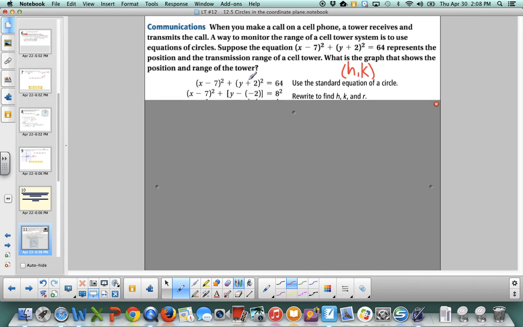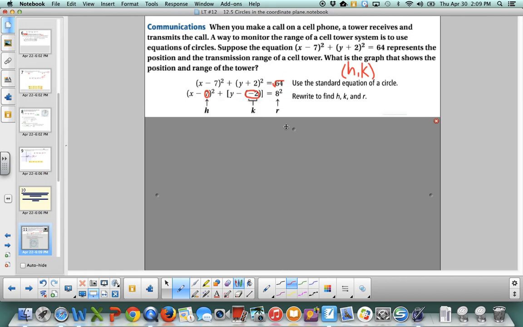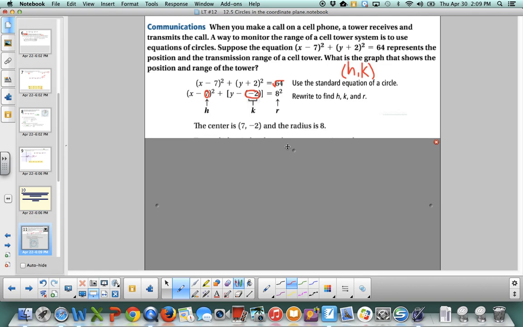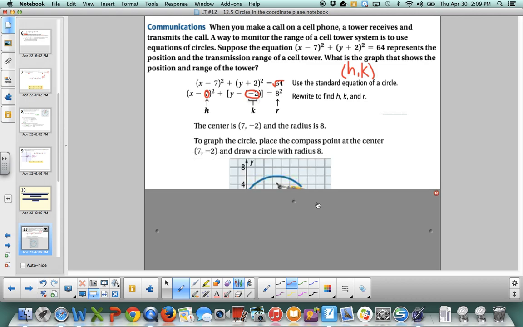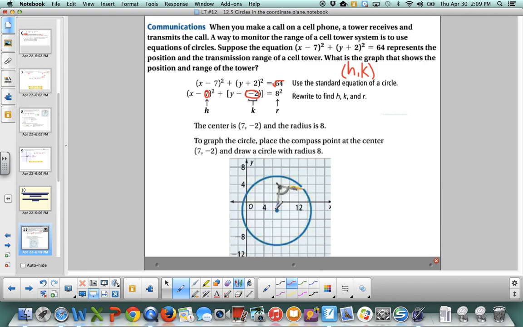So here, I know in my equation I need y minus 2, but I have y plus 2, so it must be y minus a negative 2. This guy's fine because x minus 7, x minus h is my equation. So I know h is 7, but over here, k must be a negative 2. Now 64, if I think what the square root of 64 is, I know that 64 is 8 squared, so that's going to be 8. So our center is at 7, negative 2, and the radius is 8. To graph that, we can plot that point. We can draw our radius or use our radius with a compass and then create the circle.